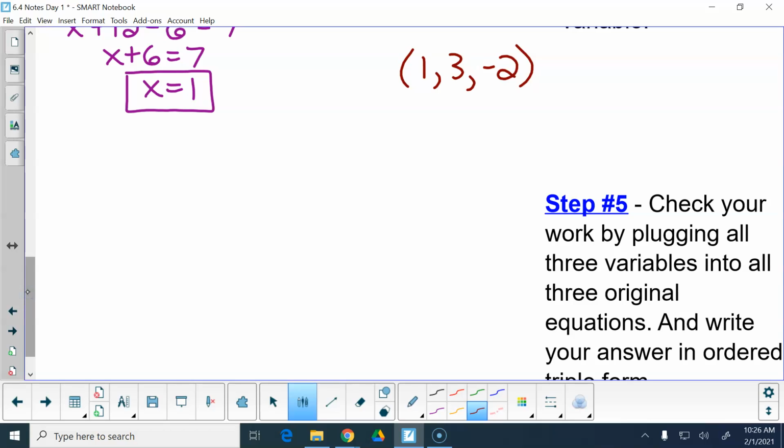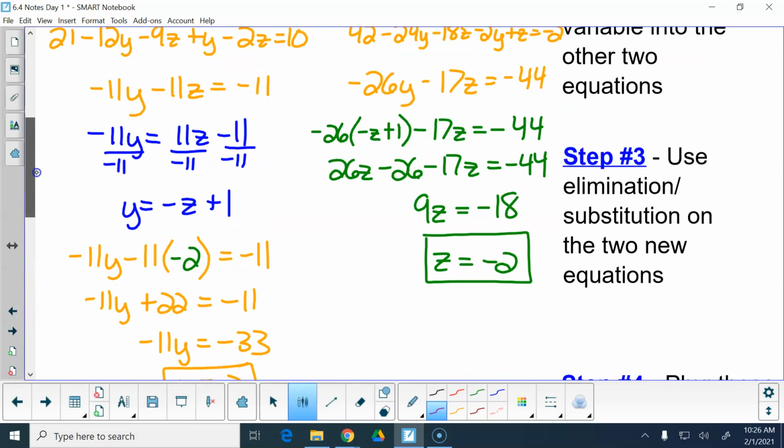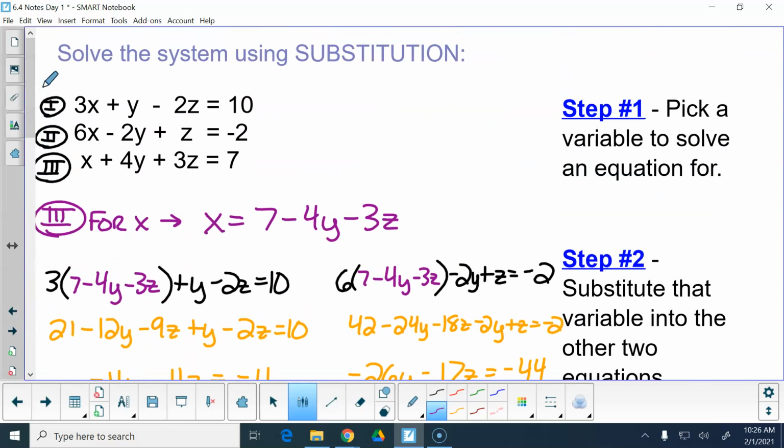Okay? So our third one, only because I've got it written down here on the board, was that one. So then this would be 1 plus 4 times 3 is 12, plus 3 times negative 2 is negative 6. 1 plus 12 is 13, minus 6 is 7. 7 is equal to 7. Love it. I'm going to scroll all the way back up, and I'm going to write down the other two.